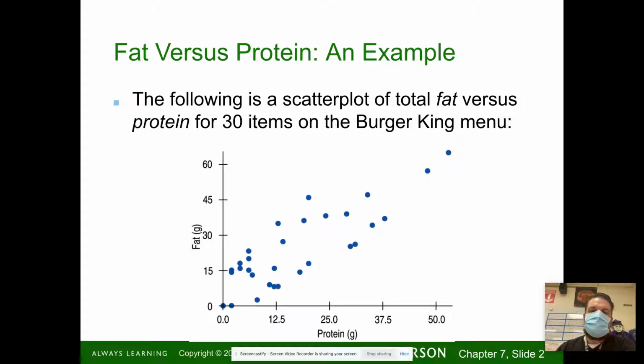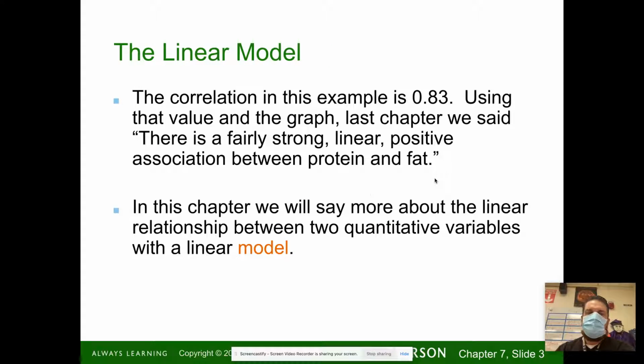And so if you look at the scatter plot, it's talking about the total fat versus protein for 30 items on the Burger King menu. So if something's on the menu, they figure out how much protein it has and how much fat it has. And this is the scatter plot of that. So the correlation in this example is 0.83.